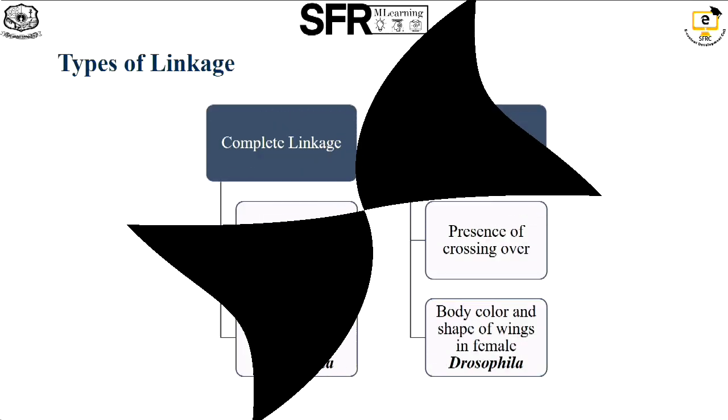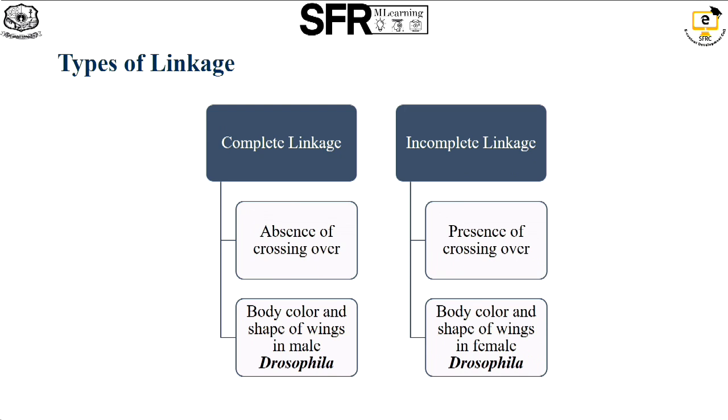In linkage there are two types, one is complete linkage and the other one is incomplete linkage. The main difference between these two is that in complete linkage there will be the absence of crossing over, in incomplete linkage there will be the presence of crossing over.